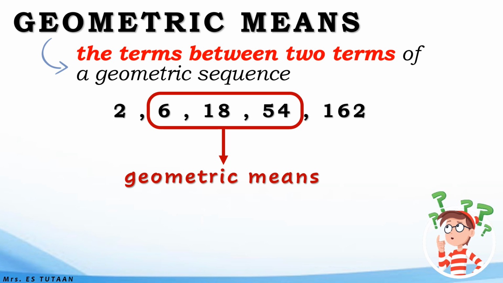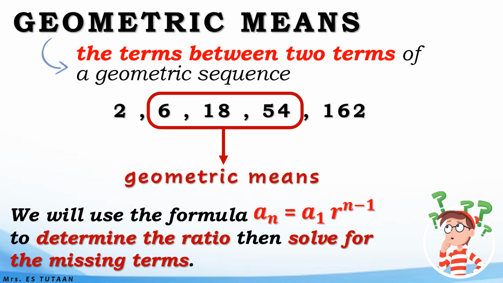So kapag more than one term na ang kailangang i-insert sa dalawang terms, we will be using the formula a sub n equals a sub 1 times r raised to n minus 1. That is our nth term formula for the geometric sequence. Para malaman natin, makukuha natin muna ang value ng ratio at masolve natin yung missing terms.